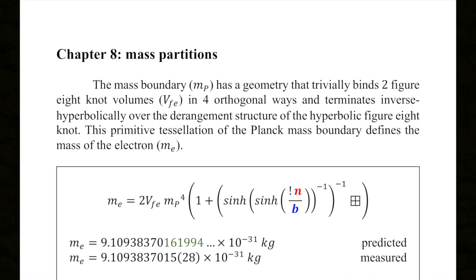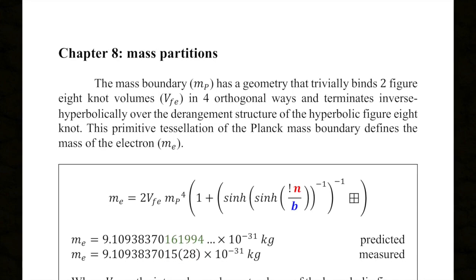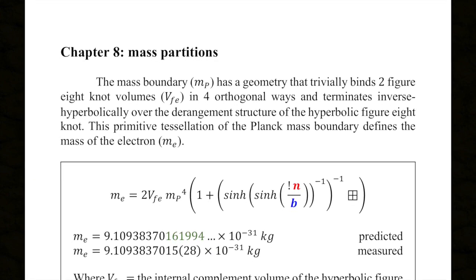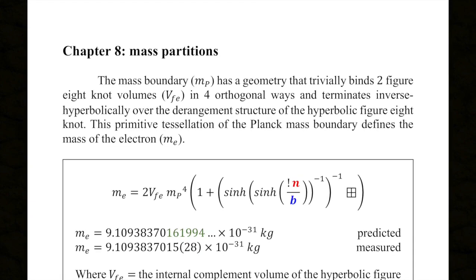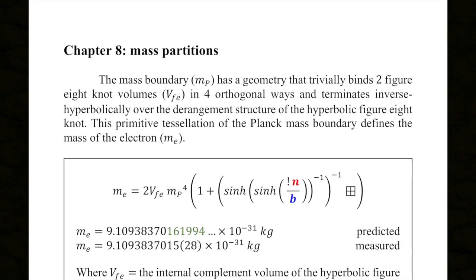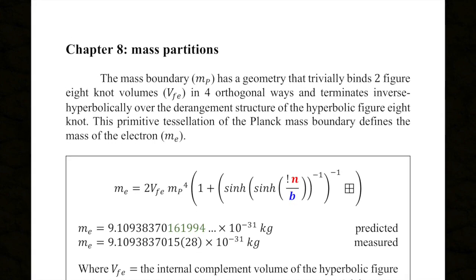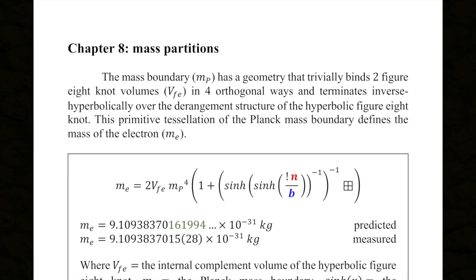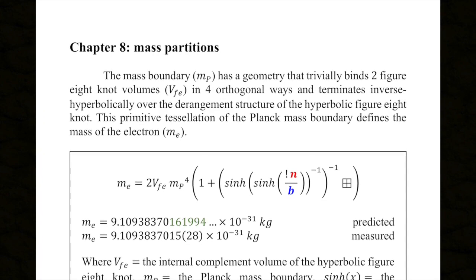The Planck mass boundary? Close. Shaping the form of the mass boundary. But this mass boundary is now composed of 4 Planck mass boundaries. Why? Because it has to trace around the hyperbolic figure-8 knot form, but because it's arranged as a double cover, it needs to go around in a Mobius way, so it has to go around twice each one. So it has to go 4 of these unit boundaries to close the loop.